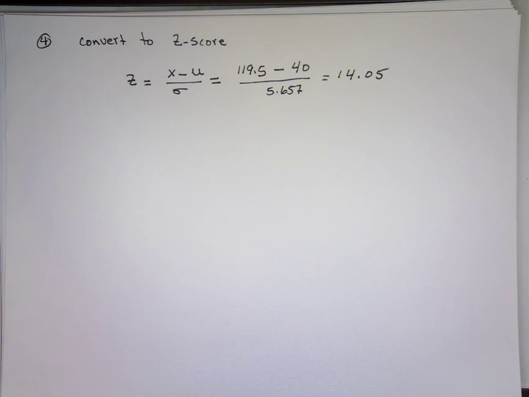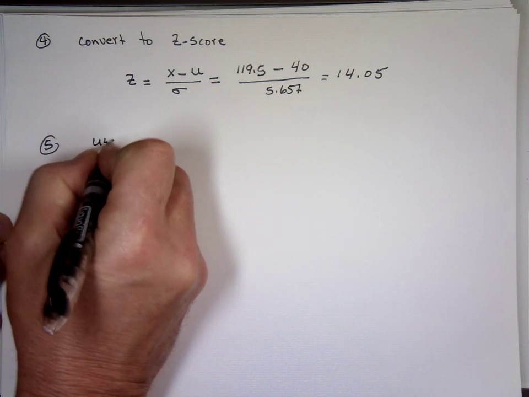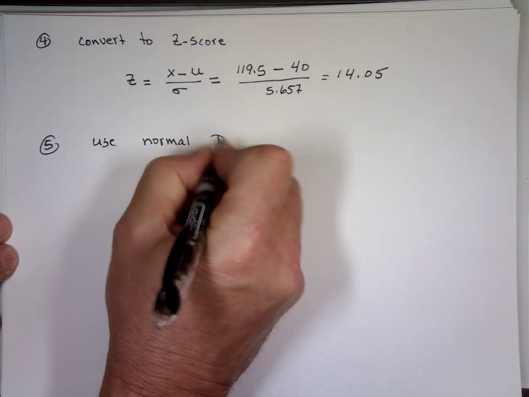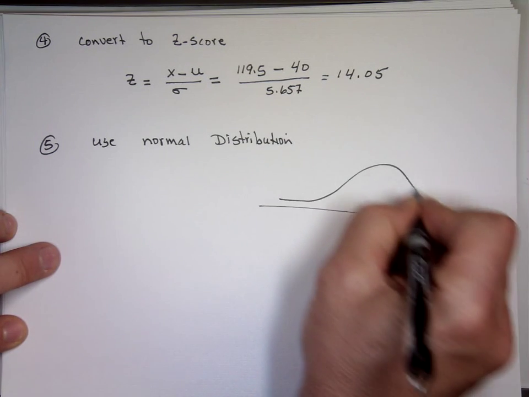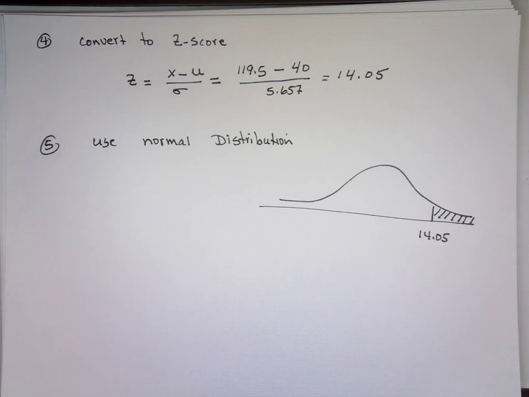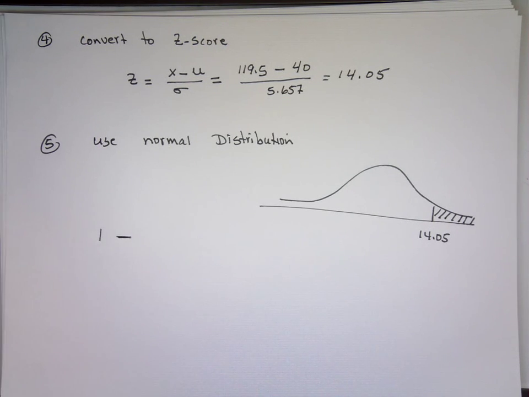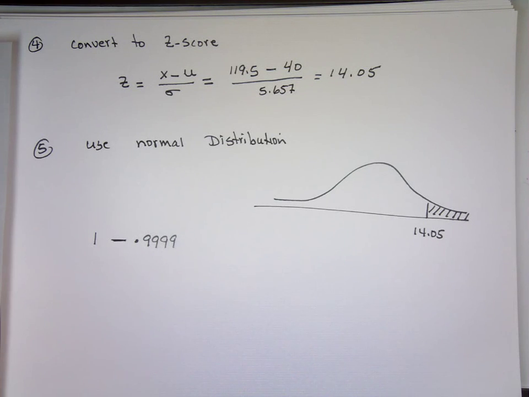What is your chance of scoring 14 standard deviations above the average? 14. 99.7 percent is within 3 standard deviations. So now you look at that normal distribution. Use the normal distribution to read the graph. So this is the 14.05, and I need the area to the right of that. You can do 1 minus the area to the left, and if you look at the area to the left, what do you have? Is it 0.9999? Does it say there if you have 3.5 or higher to use 0.9999?